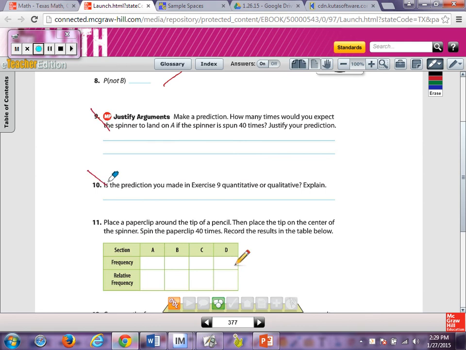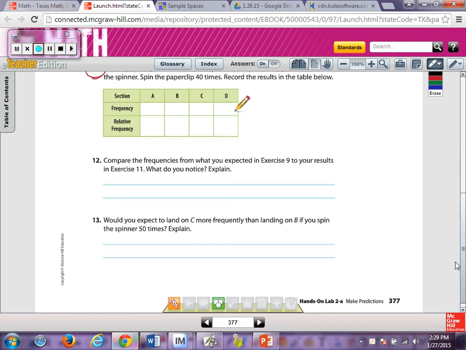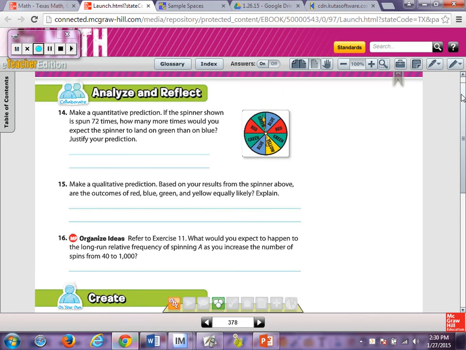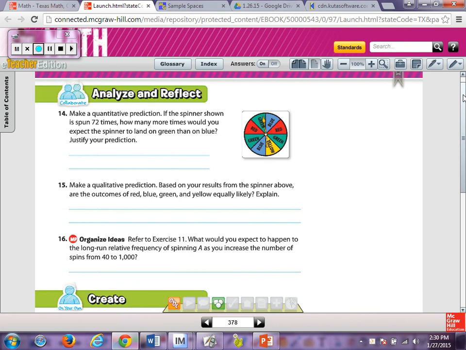And then let's go ahead and try doing number 11 as your final experiment and record your data there. After you've done that, go ahead and answer questions 12 and 13. I believe after that we have a few more questions, but I'm only going to limit it to numbers 14 and 15. Whoops, if I can get my pen to work again. There we go. So we're going to answer these questions.